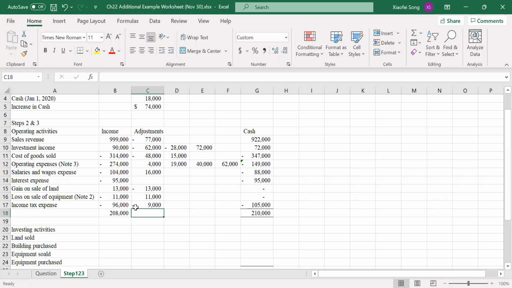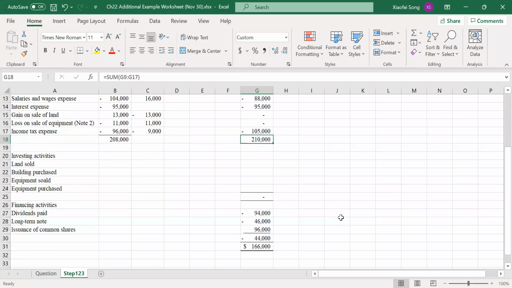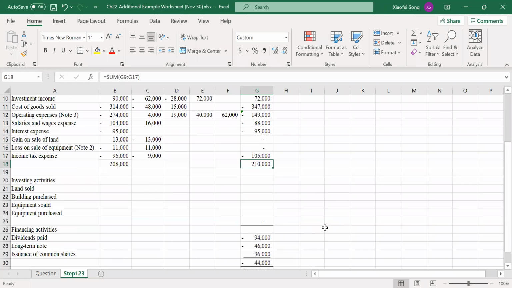So I think that's all. So this amount is the accrued total, that's net income, and this is the cash total, that's the cash from operating activities. And we already finished the financing section, so let's look at the investing section.